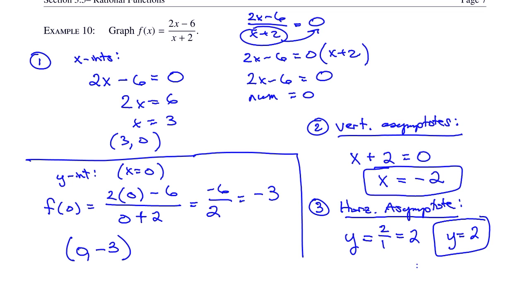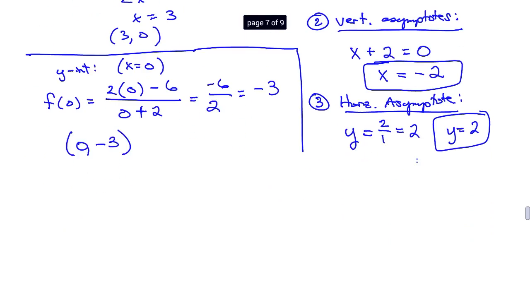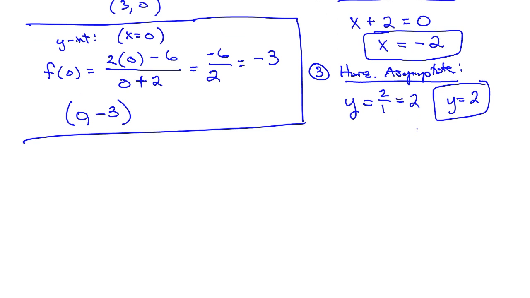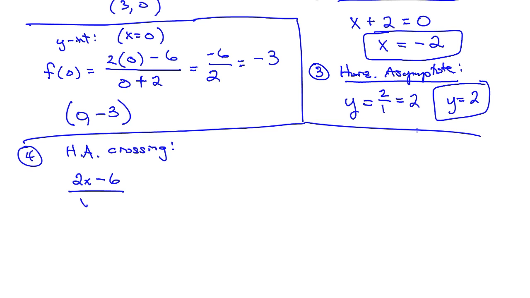Next, we want to find where the graph crosses its horizontal asymptote. So step 4, horizontal asymptote crossing. We will take the rational function itself and set it equal to the horizontal asymptote. So we have 2x minus 6 over x plus 2 is equal to 2.